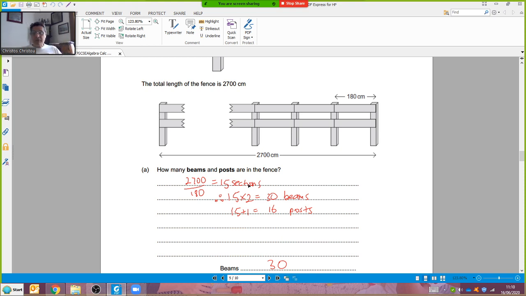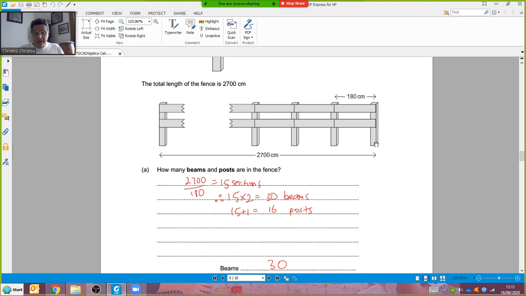So don't forget to multiply your 15 by 2 to get 30 of these beams. Now the posts cause a lot of trouble. If there are 15 of these sections, then you've got to have at least 15 posts. Many of you forgot that there's a post at each end. So if you count across 1, 2, 3, 4, 5, all the way up to 15 sections, you will reach the last post, won't you? There'll be 15 posts minimum, but you're starting from post number 1.